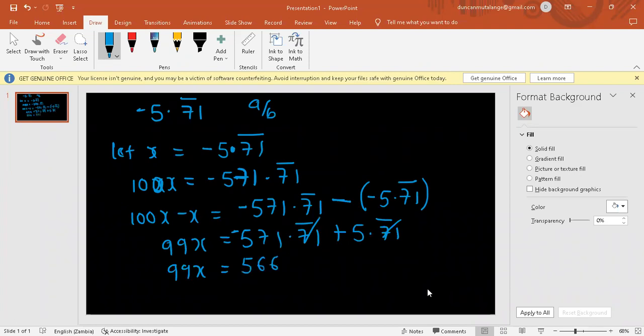So this will be equal to negative 571.71. Then here, this will become a plus because negative times negative is positive. So plus 5.71 repeating. You know these two cancel. So we're just going to have 99x is equal to, subtracting these two, what's the number going to be? It should be negative 566, right? Then you can divide both sides by 99. Our x is equal to, then is there any number that can go into these two? I believe there should be nothing, isn't it? If you try 2, 2 is not going in there. 3 can go in there, but not in there. So you just leave it as negative 566 over 99.